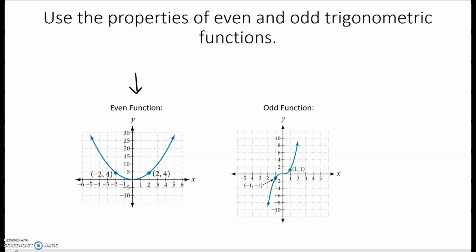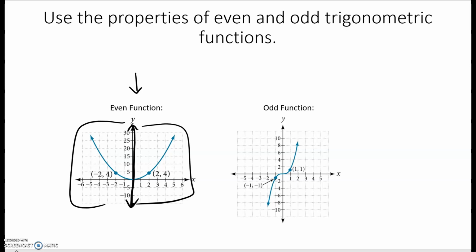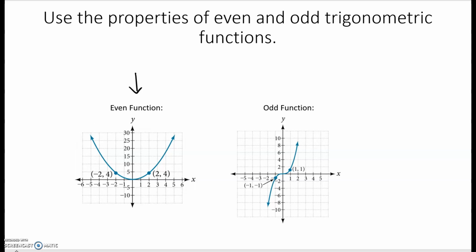It's going to be symmetric about the y-axis, meaning, okay, here's my y-axis right here in the middle. This side over here looks like the mirror image of this side over here. Okay, so they are symmetrical about the y-axis. Now notice here that you got 2, 4, and then you've got negative 2, 4. Notice that you have the exact same x value, but different signs. Okay, your y values, though, are the same value and the same signs.